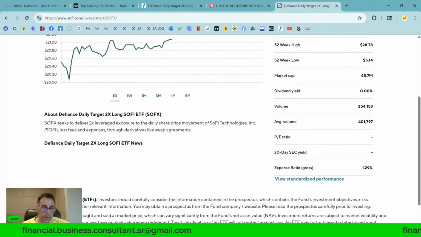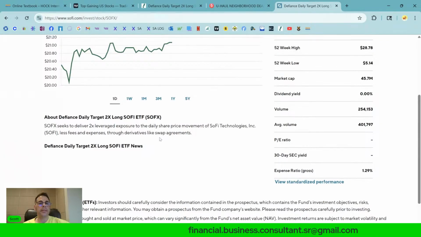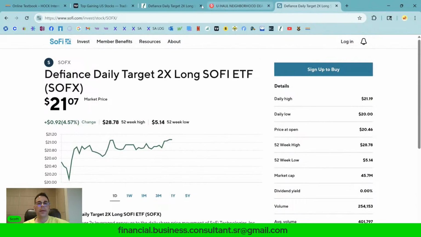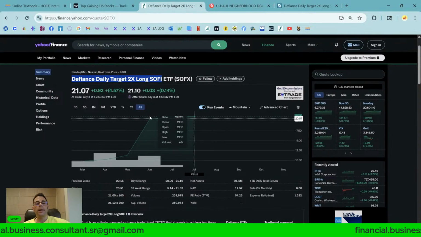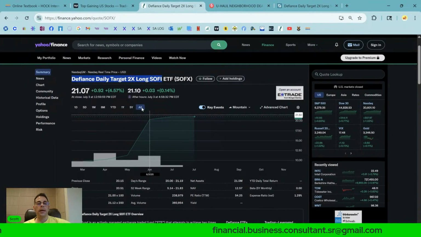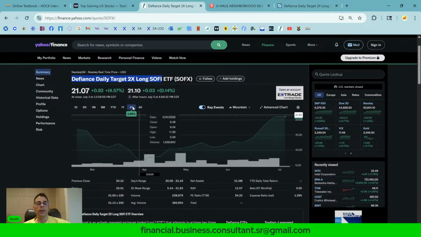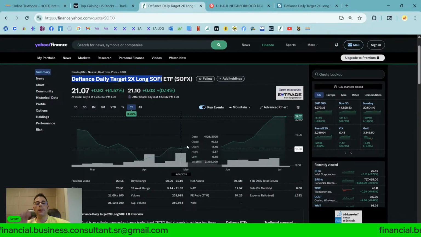SFX delivers 2x leverage to the price movement, SoFi technology, less fees through derivatives and swaps. I could see you making a lot of money. You got to really track these things. So you got to track it closely. And when it's at a low, then it's a good time to jump in. But you can't wait too long because it's going to come down over time.